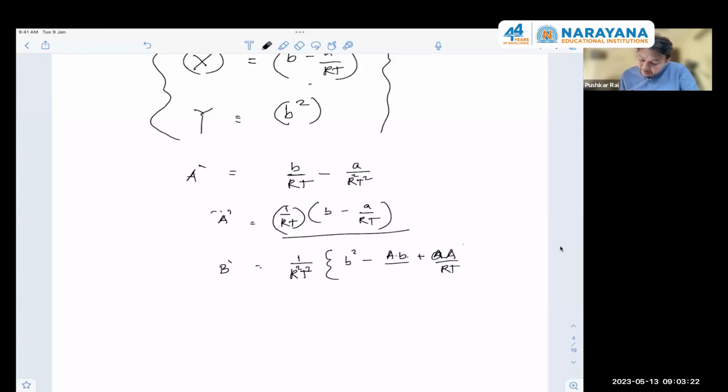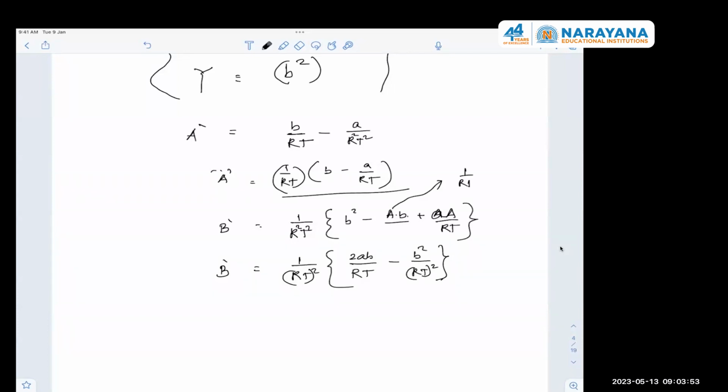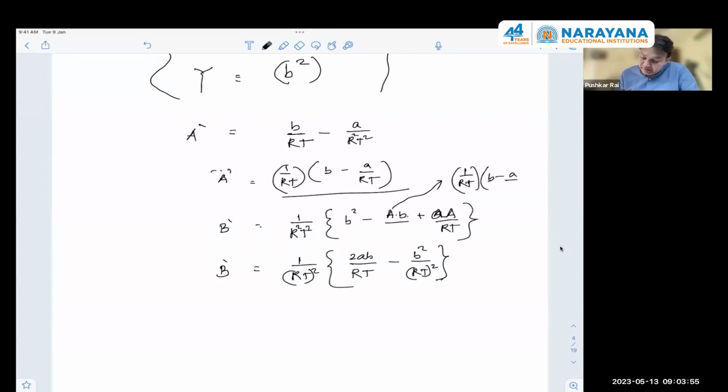So now you know already the capital A. If you substitute this value of capital A, you will also get B dash equals 1 upon RT square. You do it and you find it, probably that comes out to be 2AB upon RT minus B square upon RT square. Because you have to substitute this value of A also, no? And you've already calculated A. Yes, sir. Fantastic. Very good.